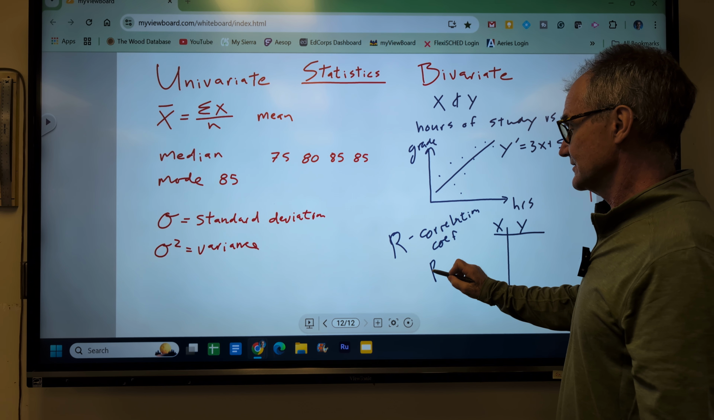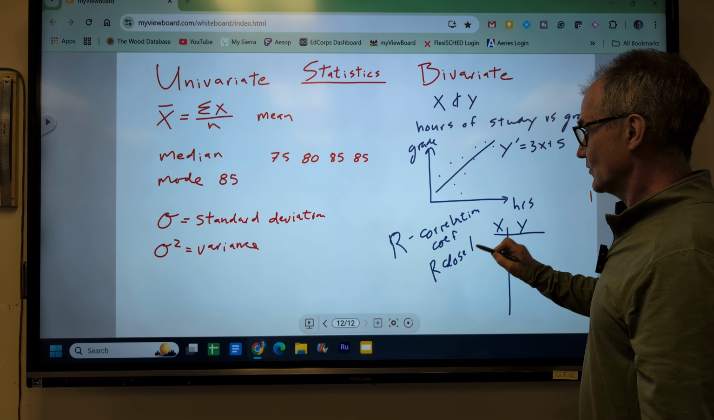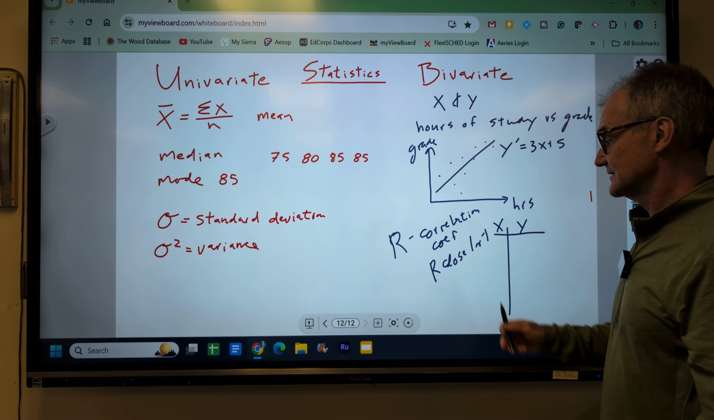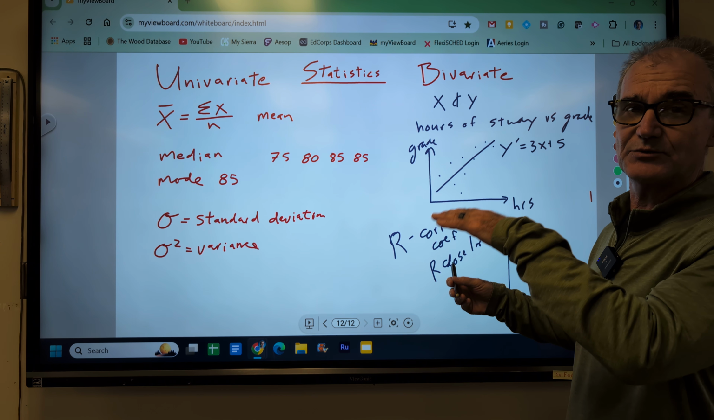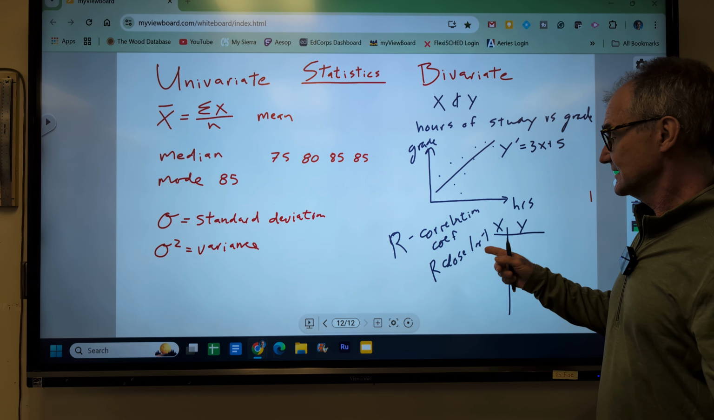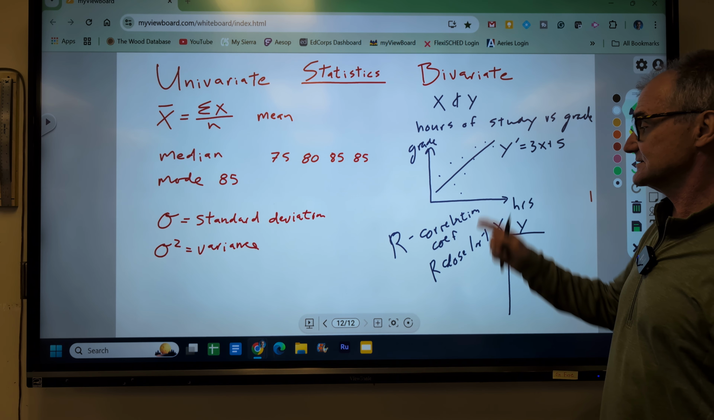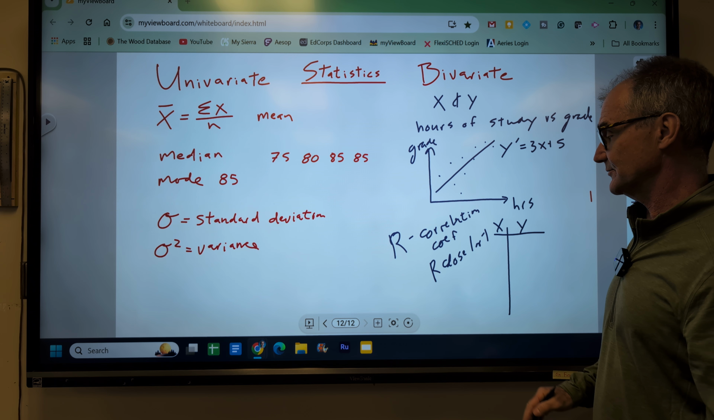If r is close to 1 or -1, then it is a good fit. A bad fit is, say, 0.6, 0.5, 0.4. A 1 is perfect fit. This is direct correlation, a positive slope. -1 would be inverse correlation, a negative slope.